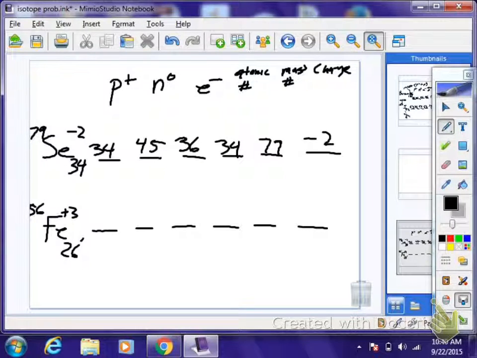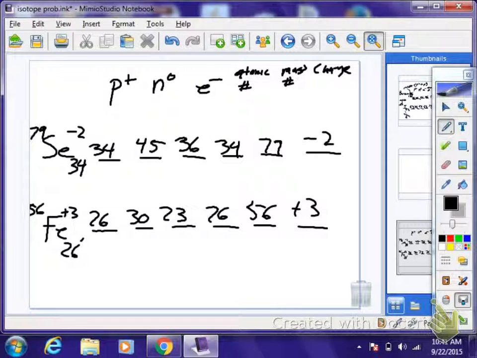Going across the bottom one, protons are 26. Neutrons are 30. Electrons, I got 3 fewer than 26, so it would be 23. Atomic number is 26. Mass number is 56. Charge is a +3. If you have plus, it means you have fewer negatives in that atom. You never change the number of protons. They always stay the same.